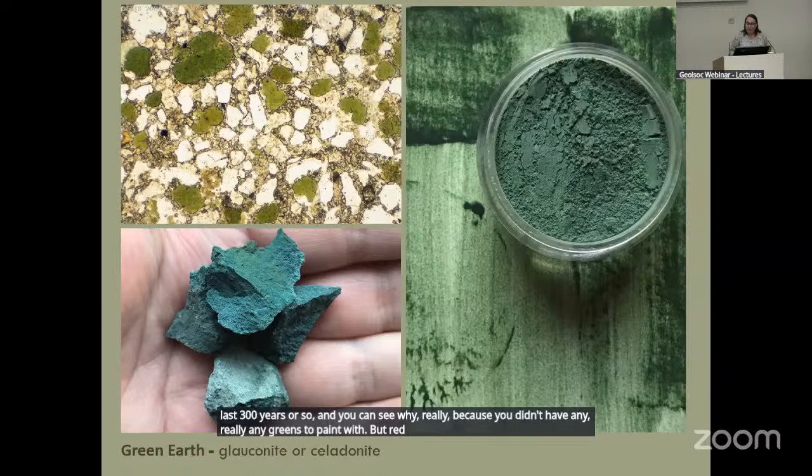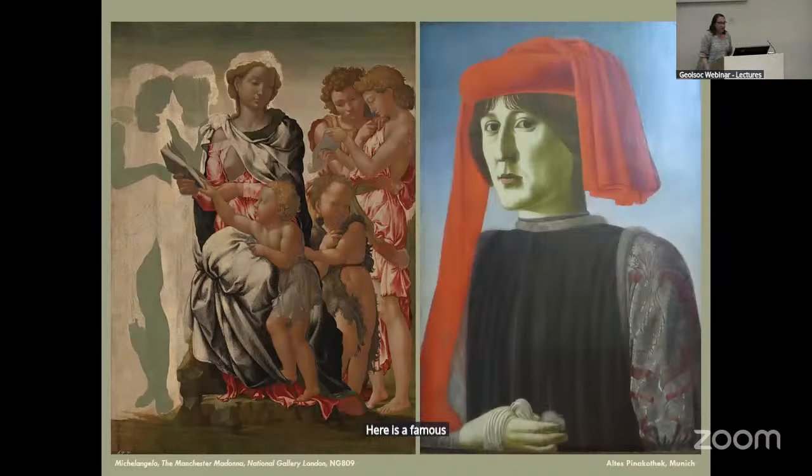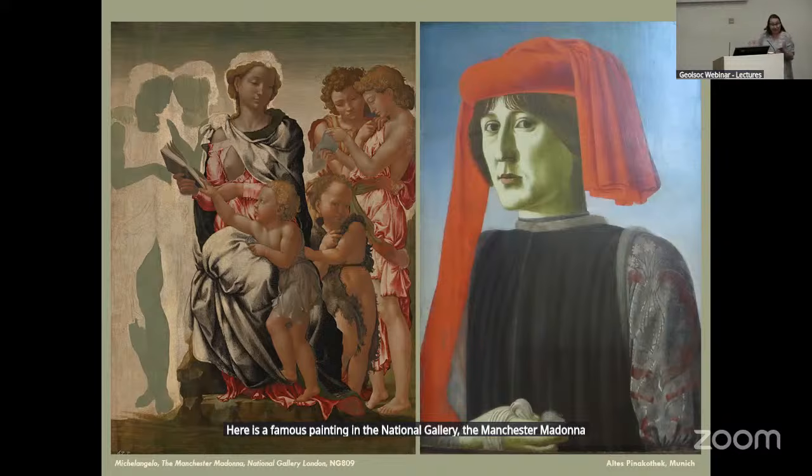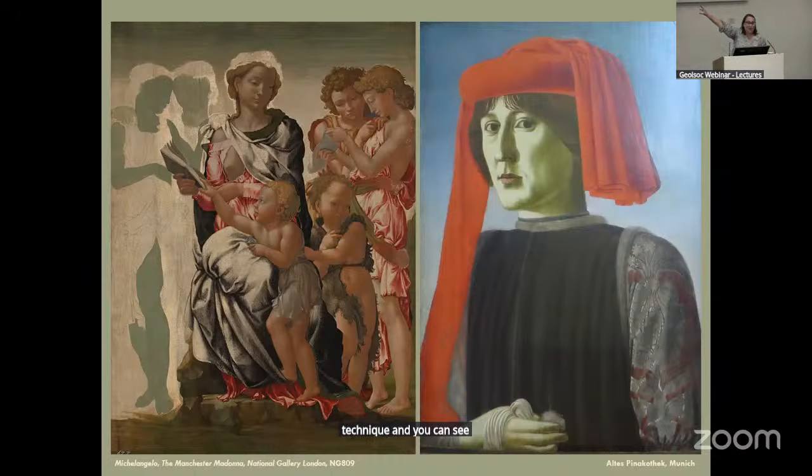But green earth was used as an underpaint. And here is a famous painting in the National Gallery, the Manchester Madonna, so called because she came from Manchester. As you can see, it's unfinished, and I love paintings that are unfinished because you really see the artist's technique. You can see that Michelangelo has roughed out the figures on the far left in green, and he's then painted the figures on the far right in white flesh tones.